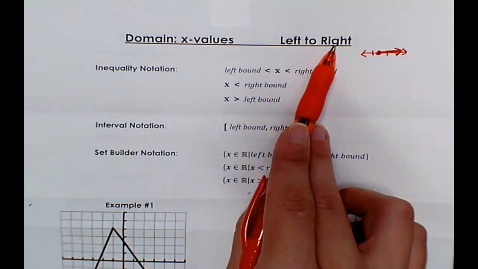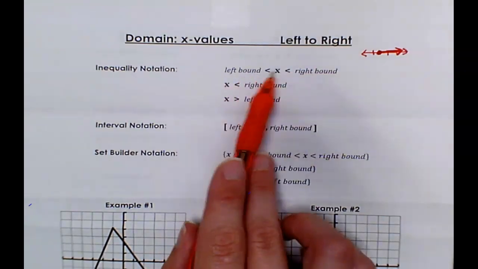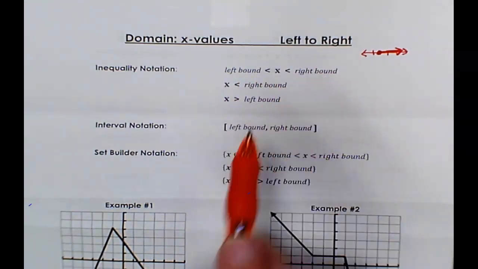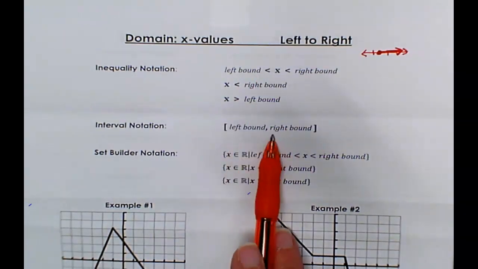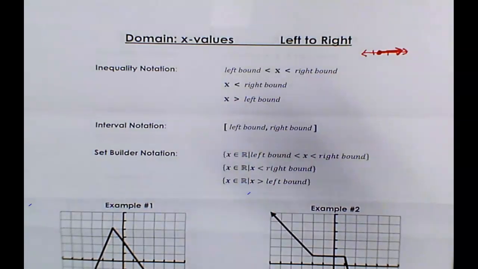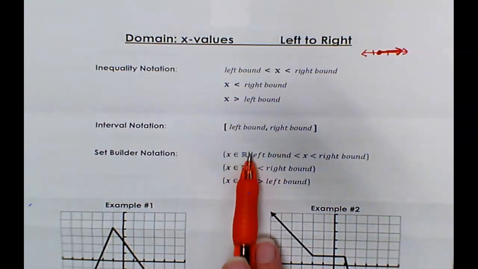So for inequality notation, we're going to have the left bound on the left side, the right bound on the right side. For interval notation, we have the left bound on the left side, the right bound on the right side, and then same thing for set builder notation, but remember we have this X and this bar.